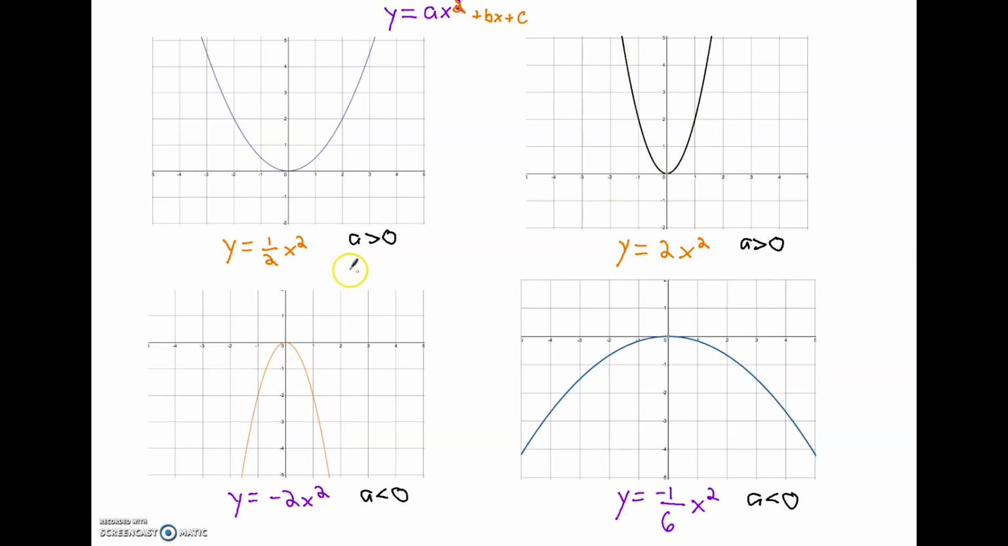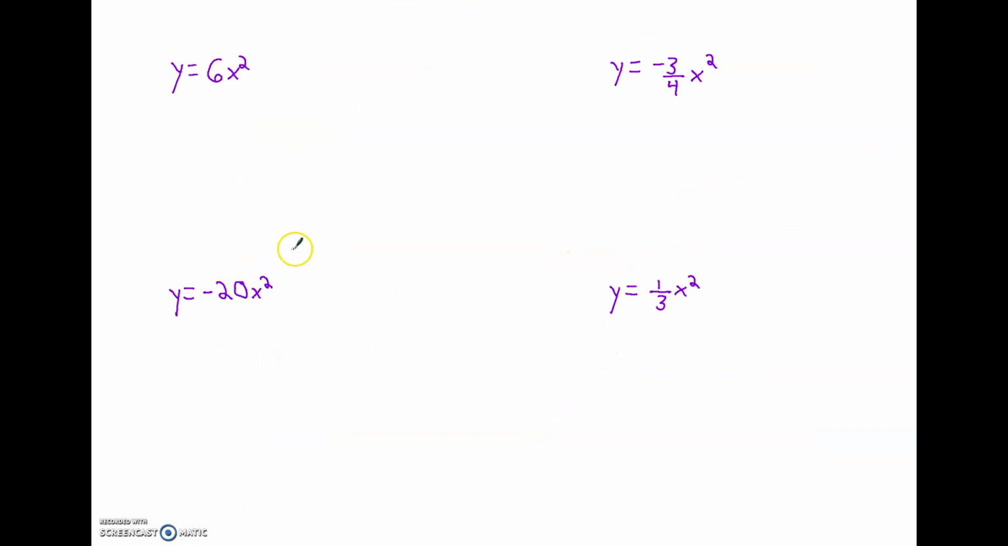So to generalize, when a is more than 0, the graph faces up. When it's less than 0, the graph faces down. And when the a value is smaller, positive or negative, the graph's pretty wide because it goes up or down slowly. The bigger the a value gets, the faster that graph goes up or down, making it more narrow. Cool.